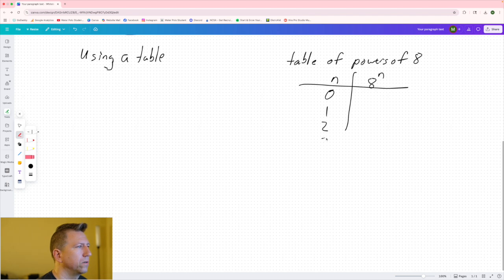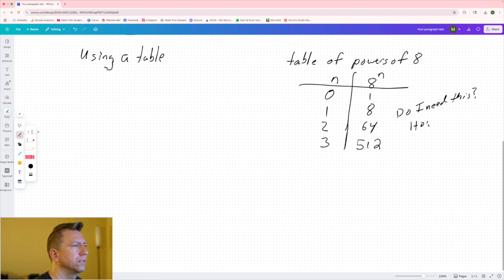We're not going to need a whole lot because the numbers are going to get pretty big pretty quick. Remember, each time we're going to multiply by 8. So 1 times 8 is 8, 8 times 8 is 64, and 64 times 8 is 512. And so now we have to ask the question, do I need this number here? Do I need it? And how many do I need?